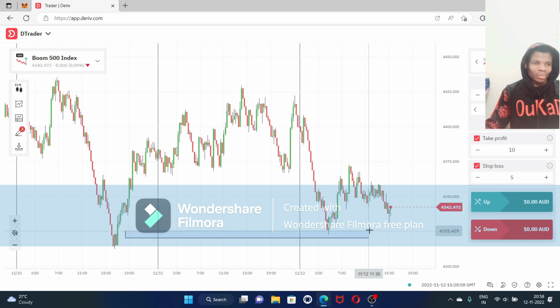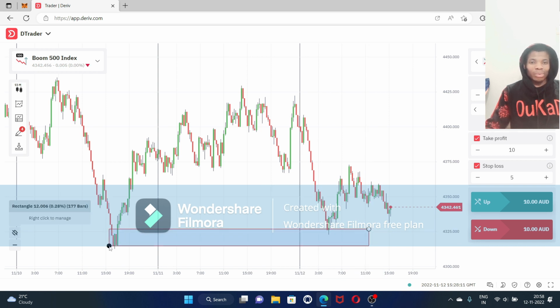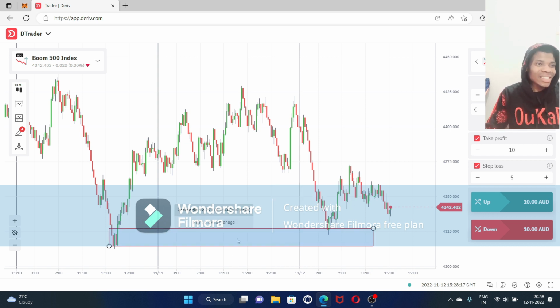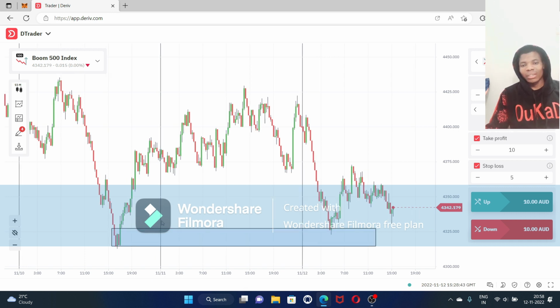This is the support area. How do I know that this is a support area? The price starts falling down from this level, falling with vehemence till it reaches this point, then rises again. Then here it started falling down again and reaches the very same level. You understand? So this is a support.